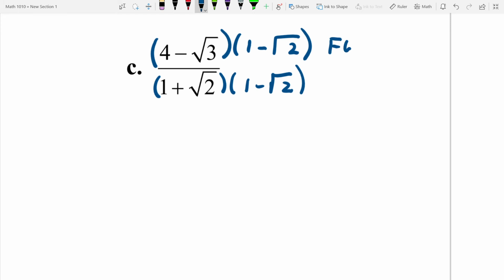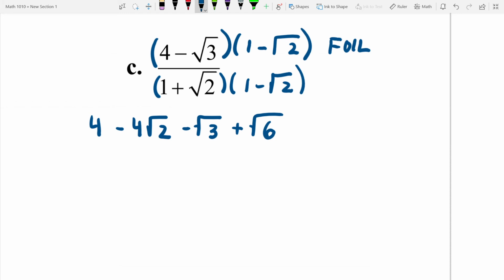On the top, you have to FOIL. I'm going to go slowly. 4 times 1 is 4. Outside is 4 times a negative square root of 2. That's negative 4 square root of 2. Inside, negative square root of 3 times 1. That's a negative square root of 3. Then last, negative square root of 3 times a negative square root of 2. A negative times a negative is a positive. The square root of 3 times the square root of 2 is the square root of 6.